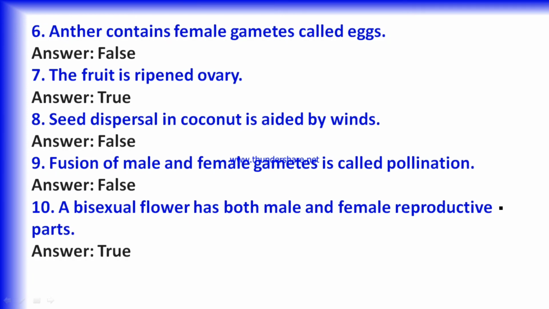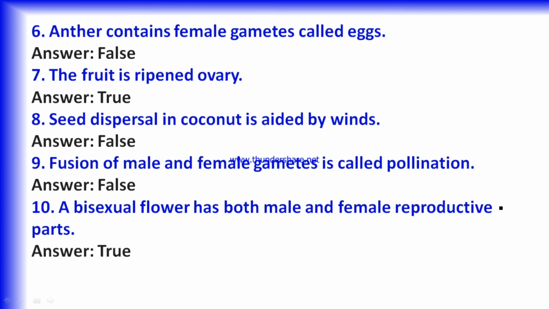Okay. Next question. The fruit is ripened in ovary. This is the true answer. Seed dispersal in coconut is aided by winds. No. Coconut seeds are dispersed by water, not by wind, and this process is called hydrochory. Fusion of male and female gametes is called pollination. This is obviously a wrong answer. Fusion of male and female gametes is called fertilization, and it occurs after pollination of the carpel. The zygote then develops into a seed. So fusion of male and female gametes is called fertilization, not pollination.